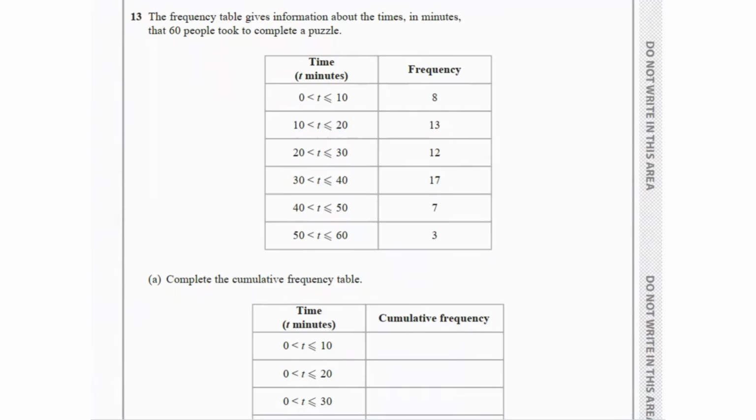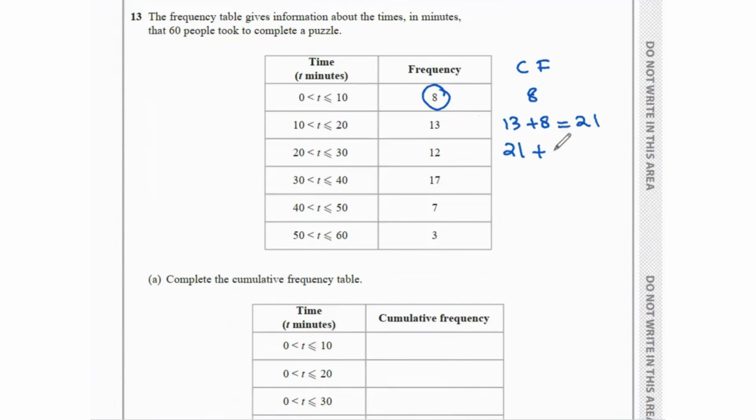Then it says the frequency table gives information about the times in minutes that 60 people took to complete a puzzle. Complete the cumulative frequency table. So using the frequency table, we'll complete the cumulative frequency table. In cumulative frequency, what we do is we start with the original frequency value, like the first one, and then keep on adding it to the next. So for cumulative frequency, first value would be 8. Then would be 13 plus 8, which is 21.